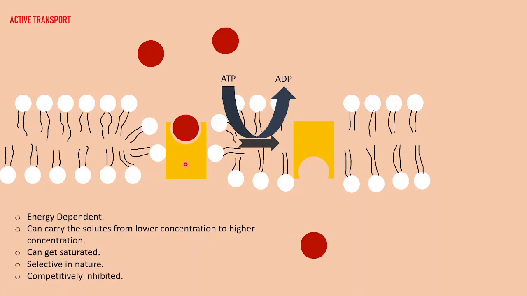Also, the same problem that we have seen in case of facilitated diffusion goes with active transport, that is, they can get saturated. Also, they are very selective in nature, since they have some conformation produced over here. So the drugs that will match their position at this place will only get into the cell. Also, because of this, there can be competitive inhibition. So this was about active transportation.